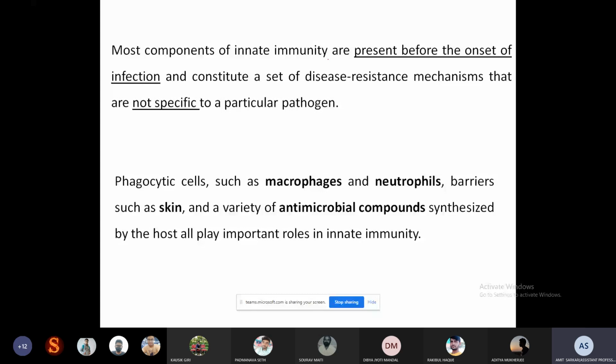Okay, so they cannot adapt to the situation. Lots of microbes are involved in those foods. But here, in the case of innate immunity, even before the onset of infection, that particular immunity is already with you. It doesn't matter whether you're Australian or English or American or Indian. And it constitutes a set of disease resistance mechanisms that are not specific to a particular pathogen.